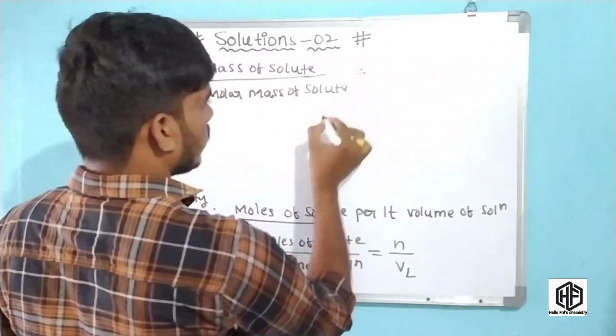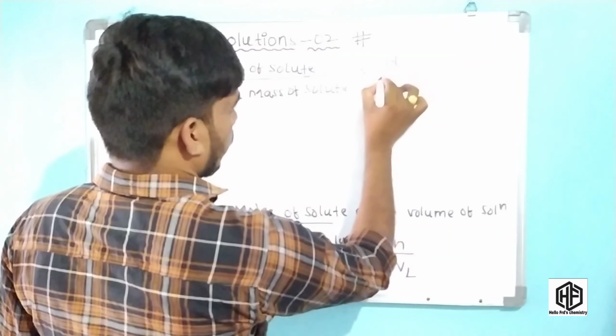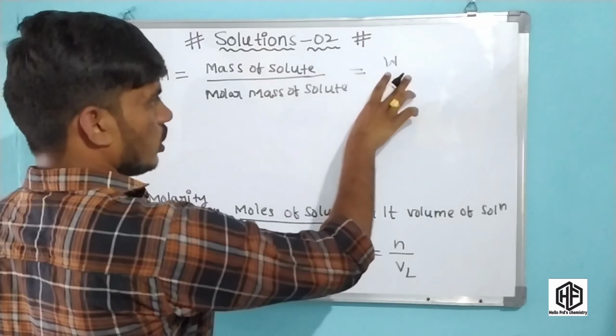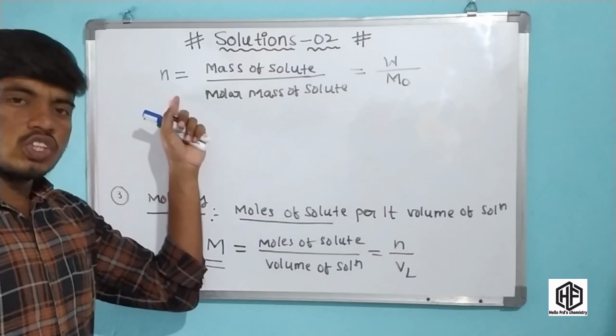Mass of solute is represented by W. This is called weight. Weight of solute or mass of solute, divided by molar mass of solute, which is represented by m naught. Okay friends, this is the mass of solute, and this is the molar mass of solute. Mass of solute by molar mass of solute is called moles of solute.